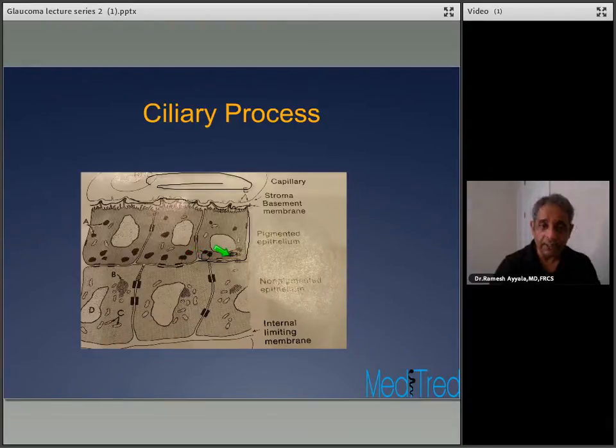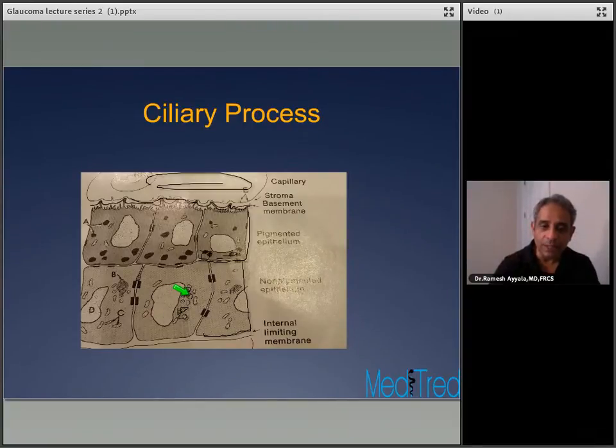And then the innermost layer, the non-pigmented epithelium, where you see these intermediary size mitochondria. So these cells are rich in mitochondria, and endoplasmic reticulum too. They're very prominent in these cells, and obviously they have a role in this active secretion. And this is supposed to be the site of active secretion of aqueous humor. Remember this. It's the inner non-pigmented epithelium that is the active site of aqueous humor production.